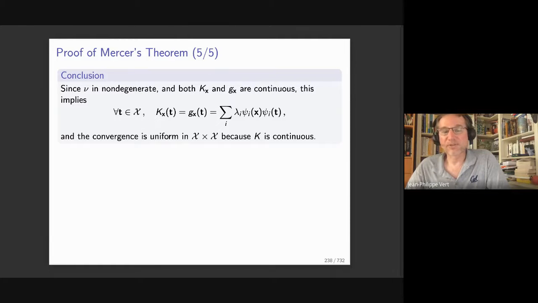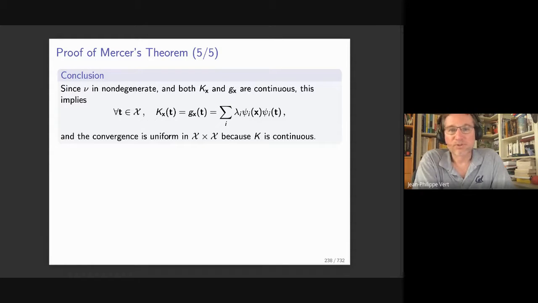Now we know that by assumption k_x is a continuous function, and we have seen that g_x is also a continuous function. Since nu is supposed to be non-degenerate, remember that non-degenerate just means that it's a measure that has some weight everywhere, so nu(U) is strictly positive as soon as U is non-empty, then the only possibility for two continuous functions to be equal in L2 is that they are equal. All right. So this means that k_x and g_x are in fact the same continuous function. And therefore, for any t, k_x(t), which is equal to k(x,t), is equal to this infinite sum, the sum of lambda_i psi_i(x) psi_i(t).